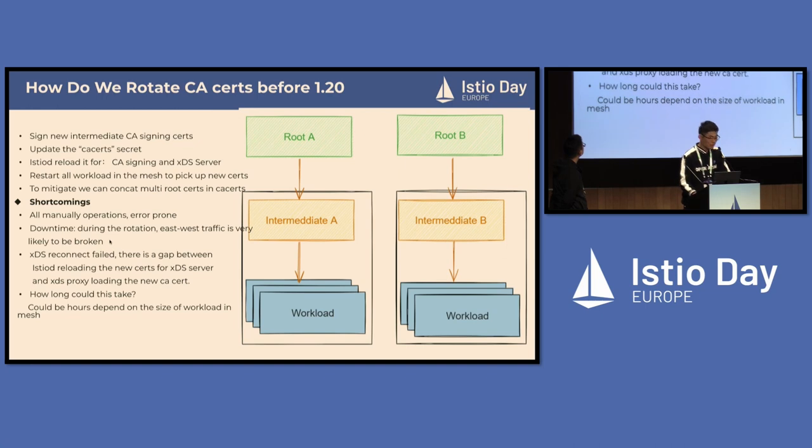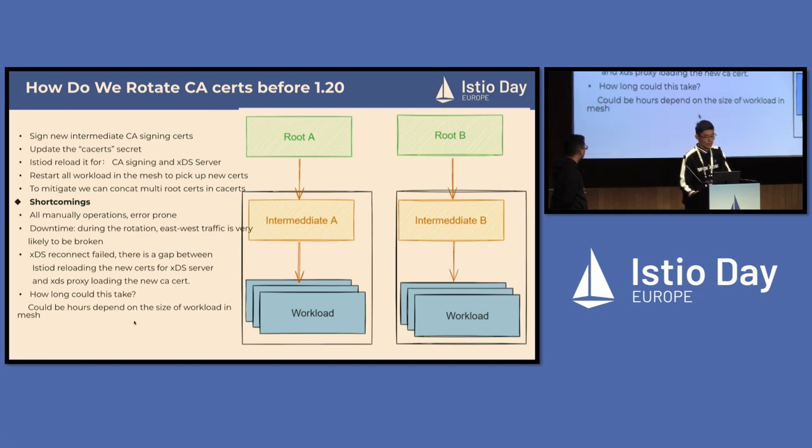So during the rotation, the east-west traffic is very likely to be broken. And when XDS clients reconnect fails, there is a gap between istiod reloading the new cert for the XDS server and the XDS proxy loading the new CA cert. So this is a gap. And the last question is how long it could take. The whole procedure could take hours, depending on the size of workloads in the mesh.